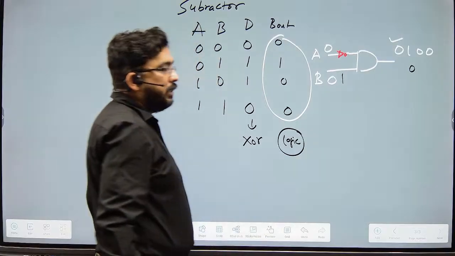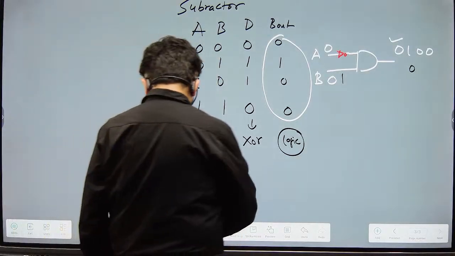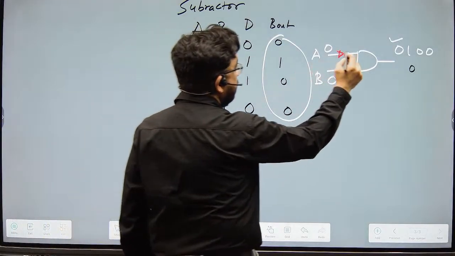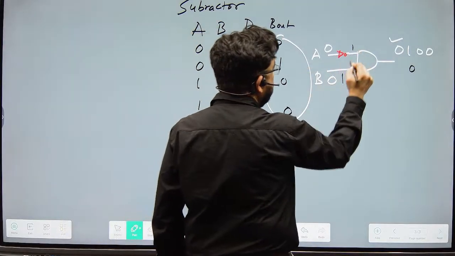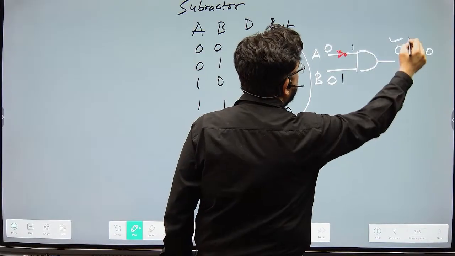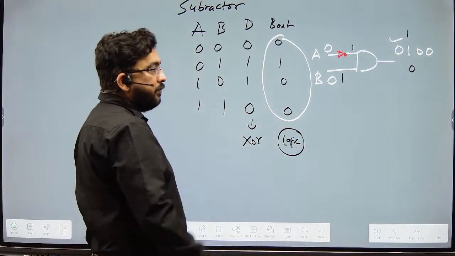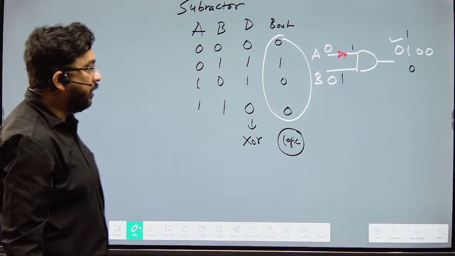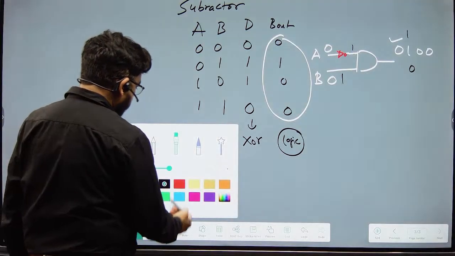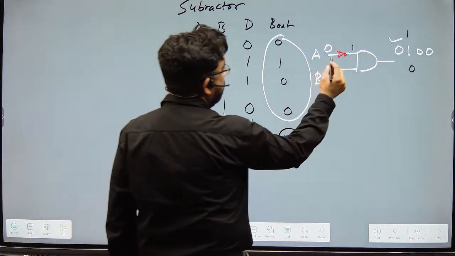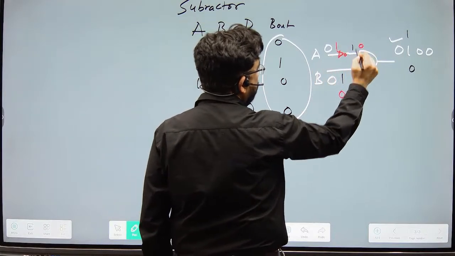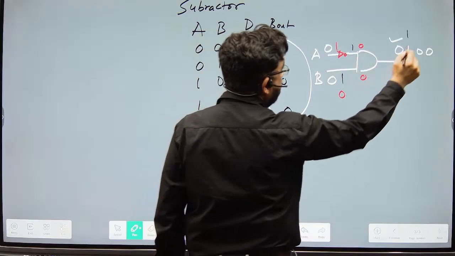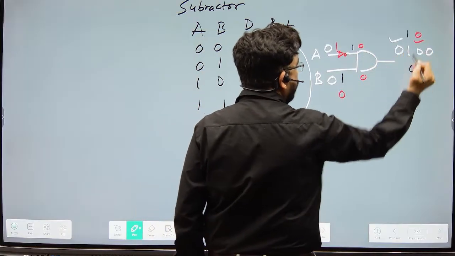If I put a NOT gate here, what will I get? From 0, this became 1. So 1 and 1 will give you 1. That means we have achieved the second logic, right? And then if I give 1 0, this 1 will become 0, and the 0 will make the output 0. So this is also correct.